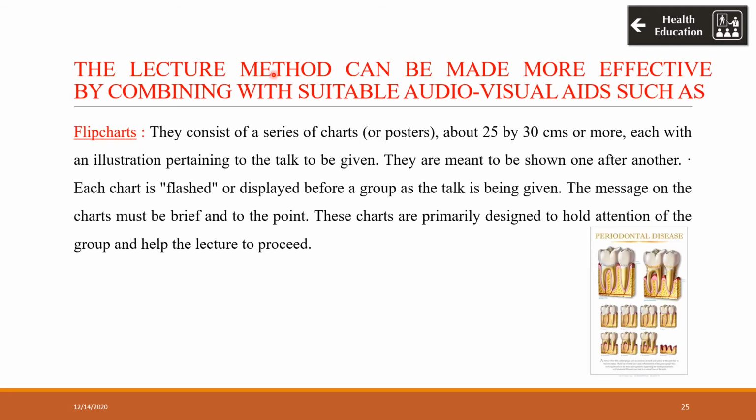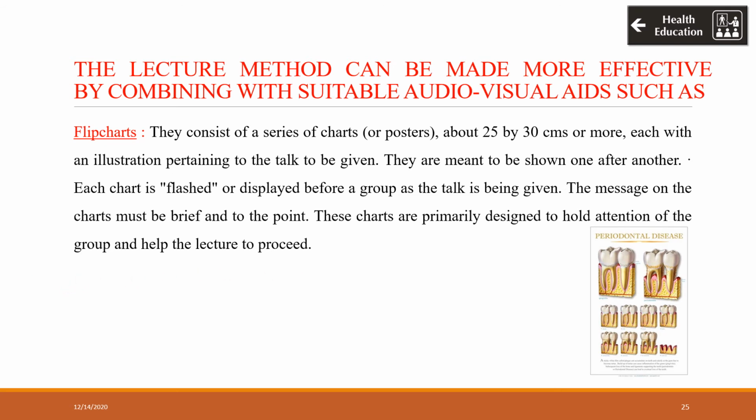The lecture method can be made more effective by combining it with suitable audiovisual aids, such as flip charts. They consist of a series of charts about 25 by 30 centimeters or more, each with an illustration pertaining to the talk to be given. They are meant to be shown one after another. Each chart is flashed or displayed before the group as the talk is being given. The message on the charts must be brief and to the point. These charts are primarily designed to hold the attention of the group and help the lecture to proceed.